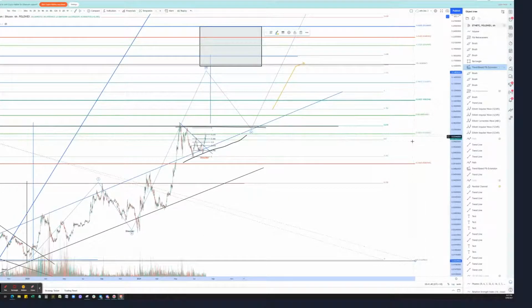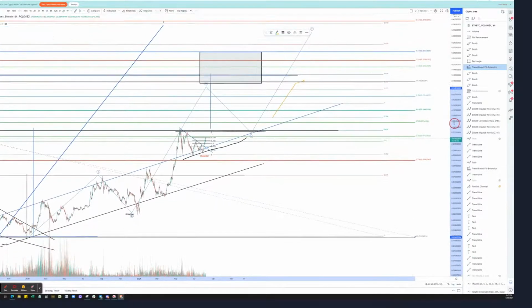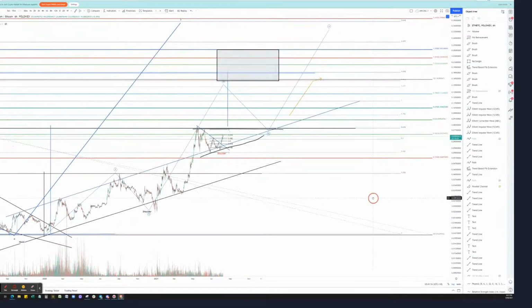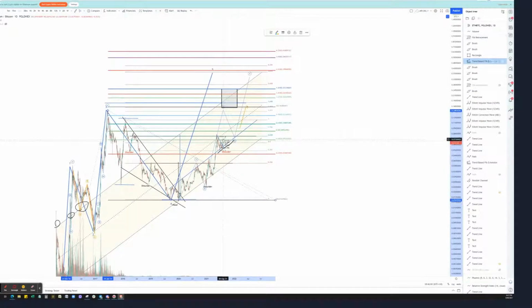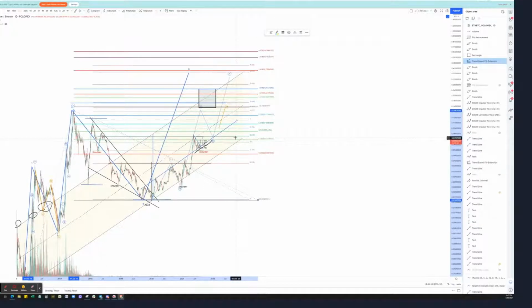So the 0.382 macro, yeah, there you go. The fib extension there is playing the resistance at the moment. So if we break that, then we go to the next level, which is up there. All right, that's Ethereum.